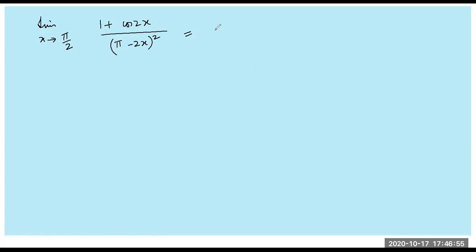So we can do this like, here we'll change the limit. We'll put x is equal to pi by 2 plus h.